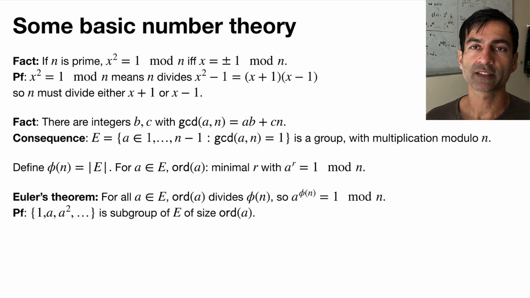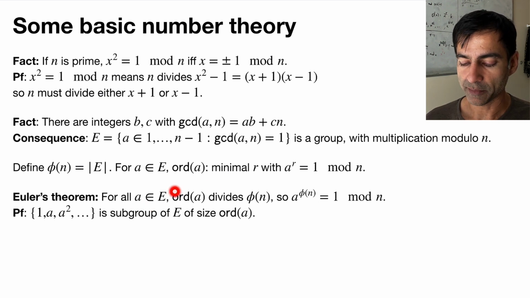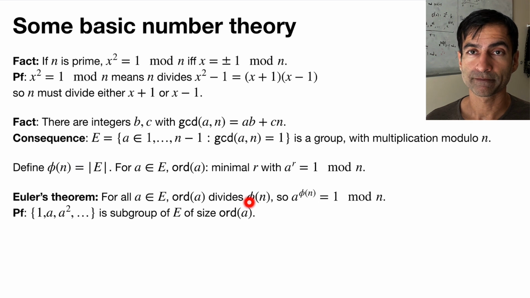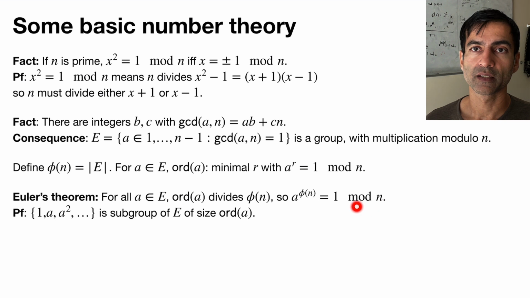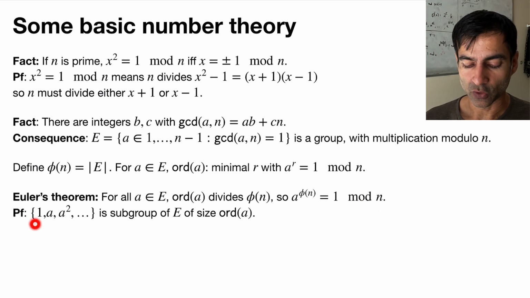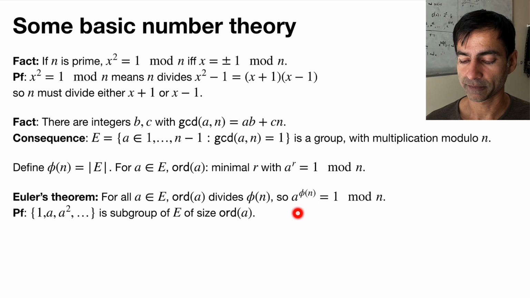Euler's theorem says that if a is in the group, then the order of a must divide phi of n. Which means that a to the power phi of n is equal to 1 modulo n. That's because if you look at 1, a, a squared, and so on, this set forms a subgroup, and the size of the subgroup is equal to the order of a. So because of what we talked about before, the size of this subgroup must divide the size of the group, which proves the theorem.